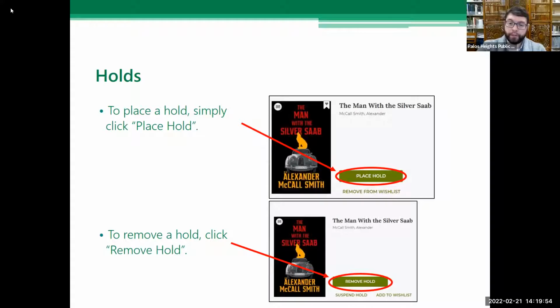Once you do that, the button will change to remove hold. So if you don't want this anymore, or you got it somewhere else, you can go in and click remove hold, and it'll take that off. You can see in that bottom screenshot, underneath remove hold is also suspend hold. If you've got another book you're reading and it seems like your number is going to come up pretty soon, you can click suspend hold and say, I would be next on this, but I need another week to get through this other book I have in the meantime. You can say I need a week or however long you want before you put me back in the rotation.